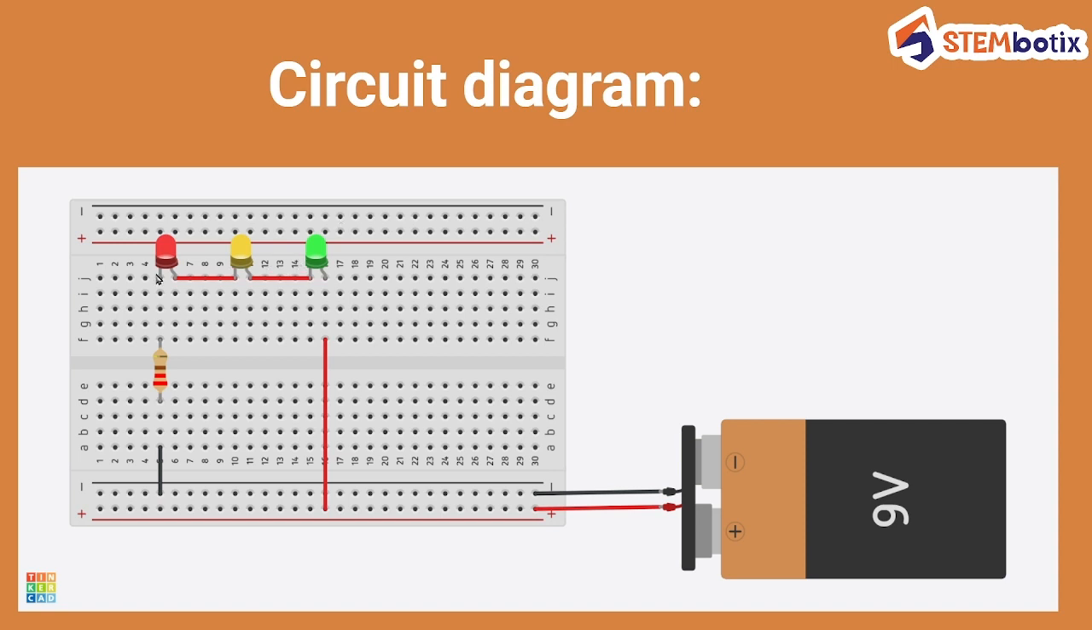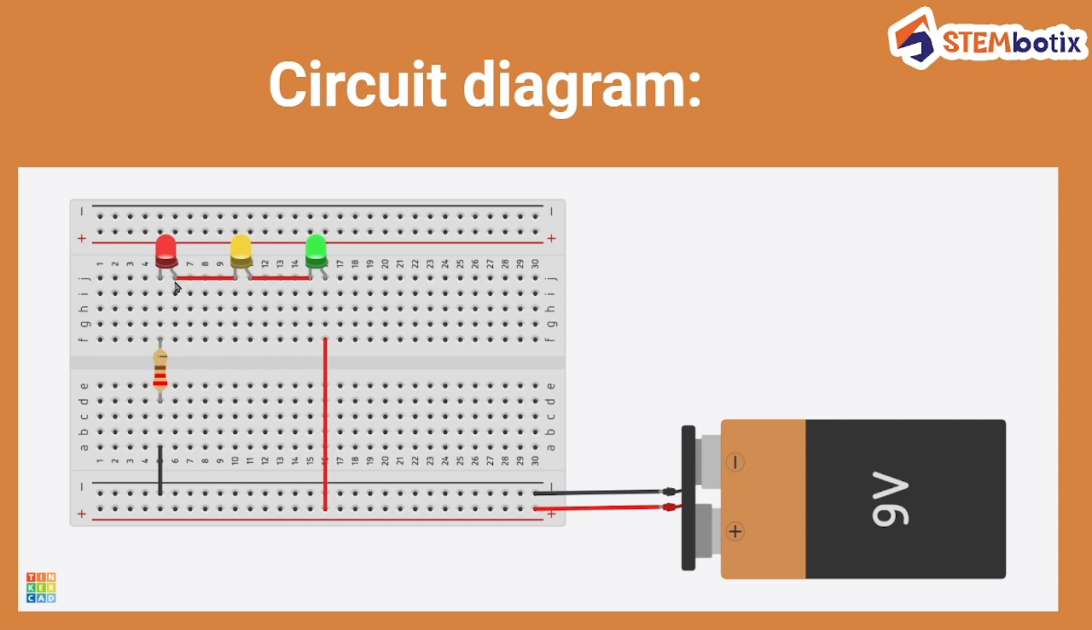Now connect the cathode of the red LED with the negative of the breadboard using a resistor. So place a resistor in between. Connect one terminal of the resistor with the cathode of the LED and the remaining terminal of the same resistor with the negative of the breadboard using the black jumper wire.